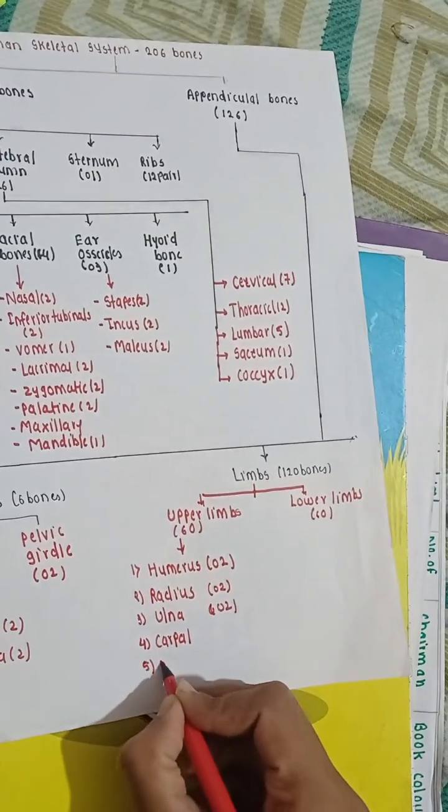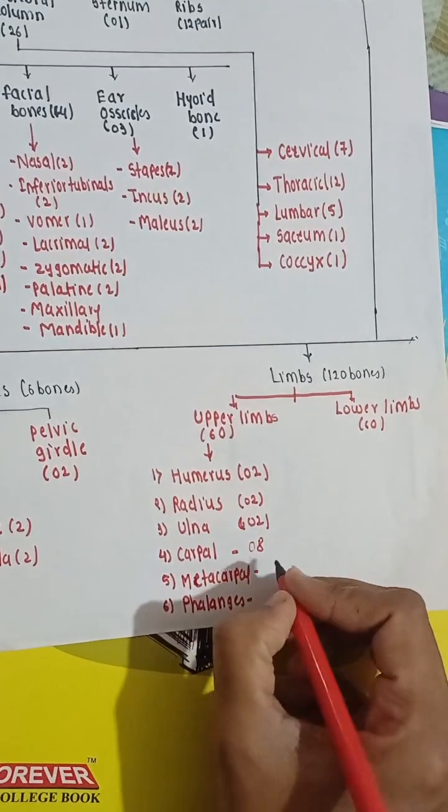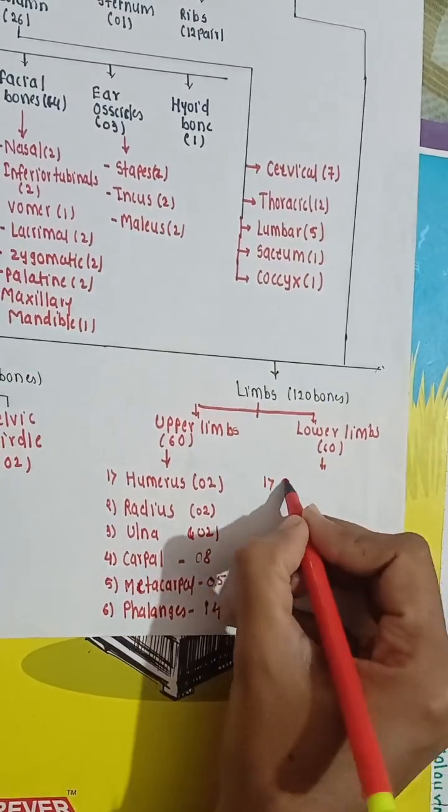Upper limb, first is the humerus 2 bones, radius 2 bones, ulna 2 bones, carpal consists of the 8 bones, metacarpal 5 and phalanges 14.